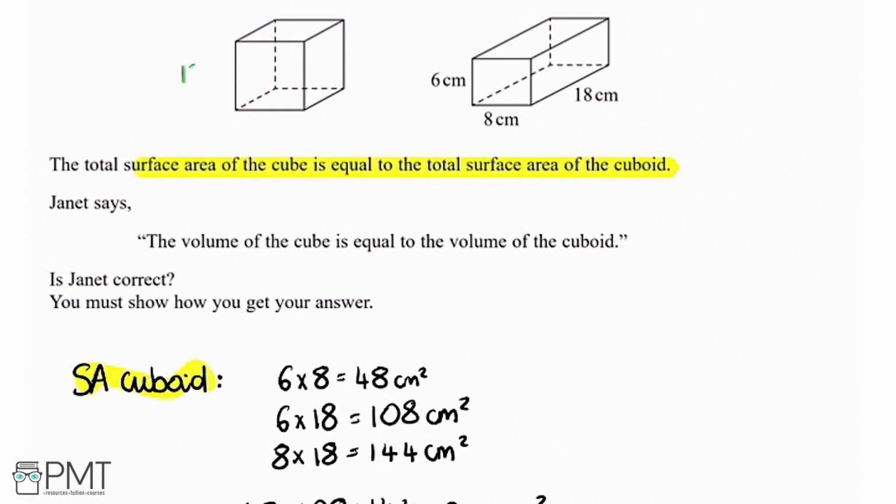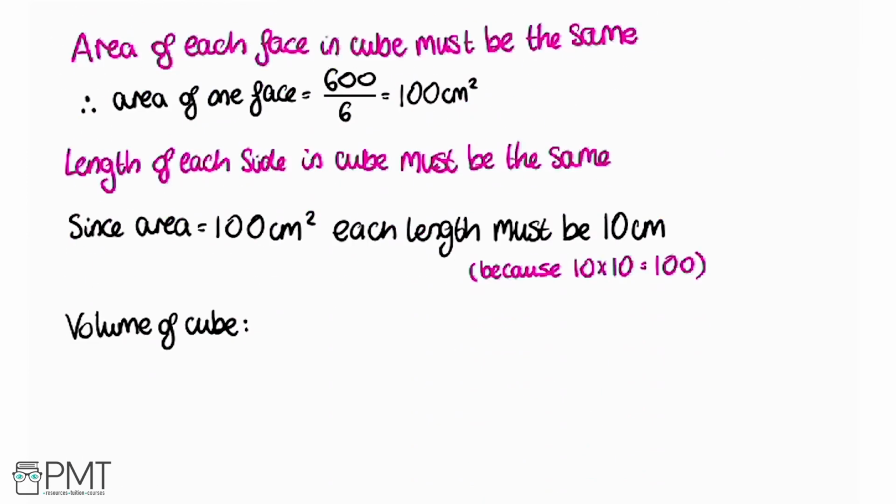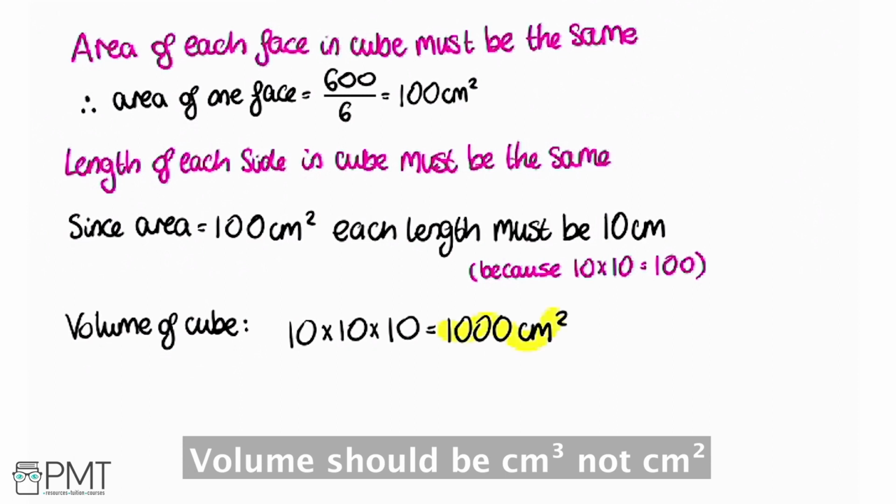But because we now know that that's 10 here, 10 here, and 10 here, we can work out the volume of the cube. So the volume is height multiplied by width multiplied by depth. So that's going to be 10 multiplied by 10 multiplied by 10, which equals 1,000 centimeters cubed. So that is the volume of the cube.